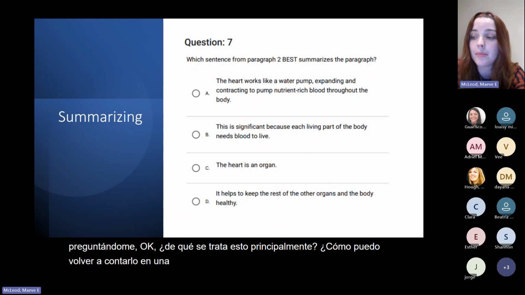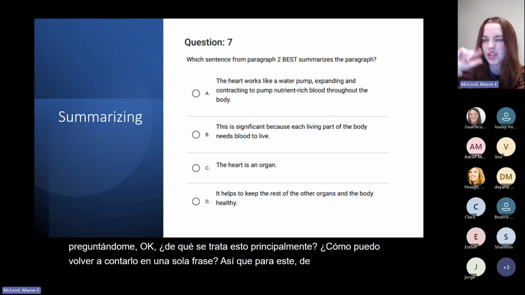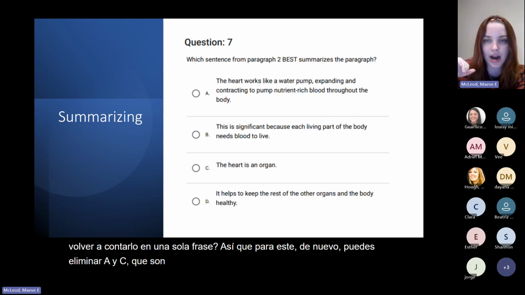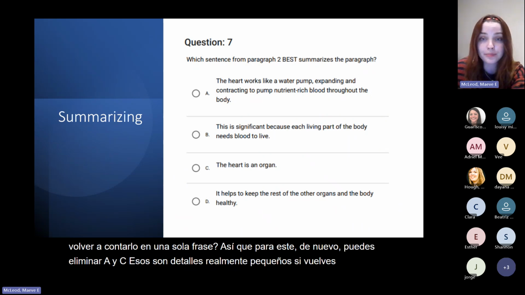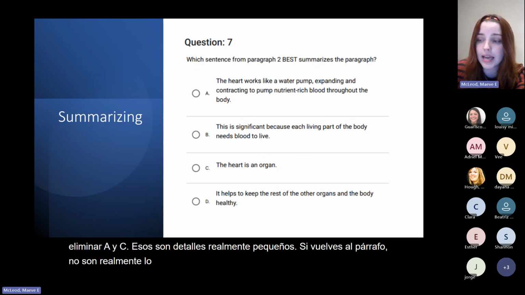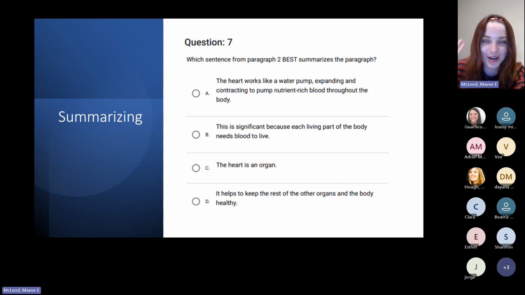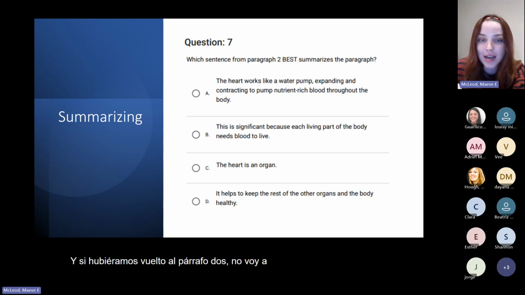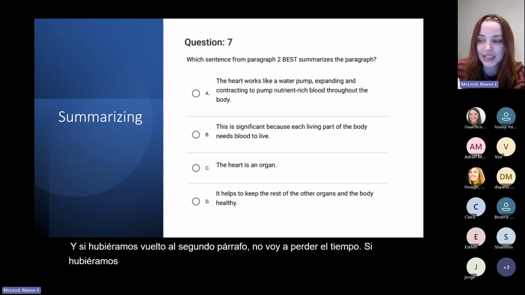So for this one, again, you can eliminate A and C. Those are really small details if you go back to the paragraph. They're not really what it's all about. That leaves you with B and D. And if we had gone back to paragraph 2, I'm not going to waste our time. If we had gone back to the paragraph, D actually best captures the main idea.